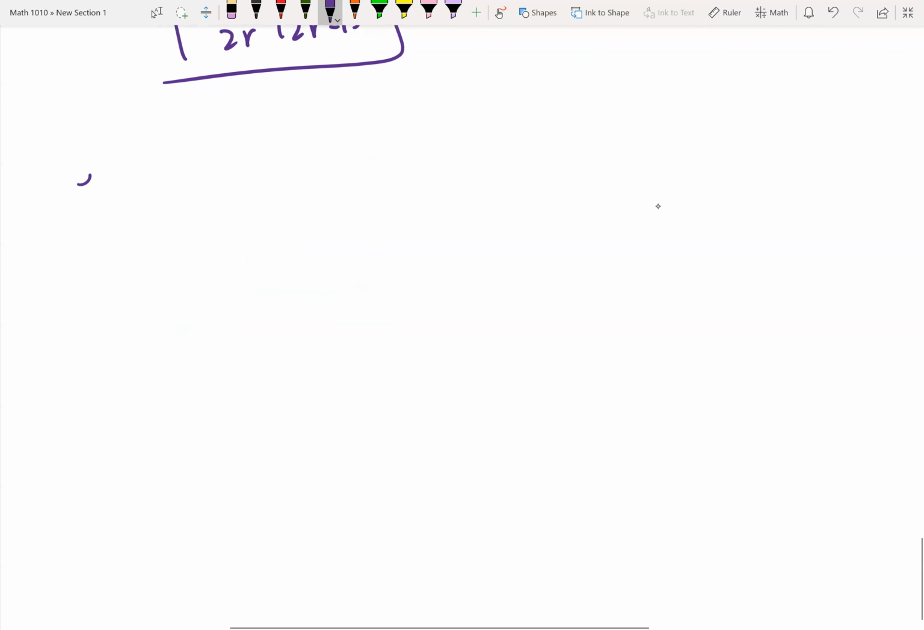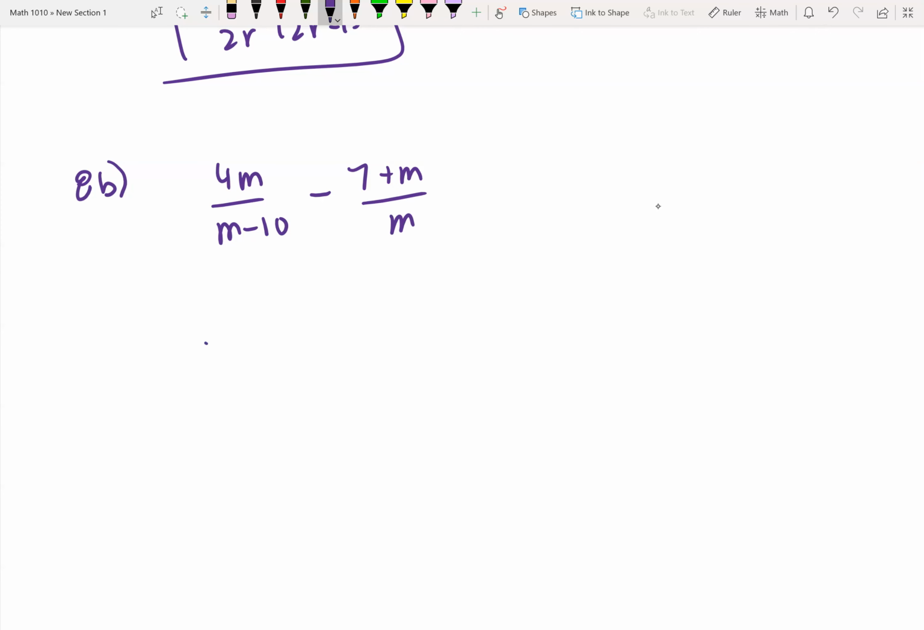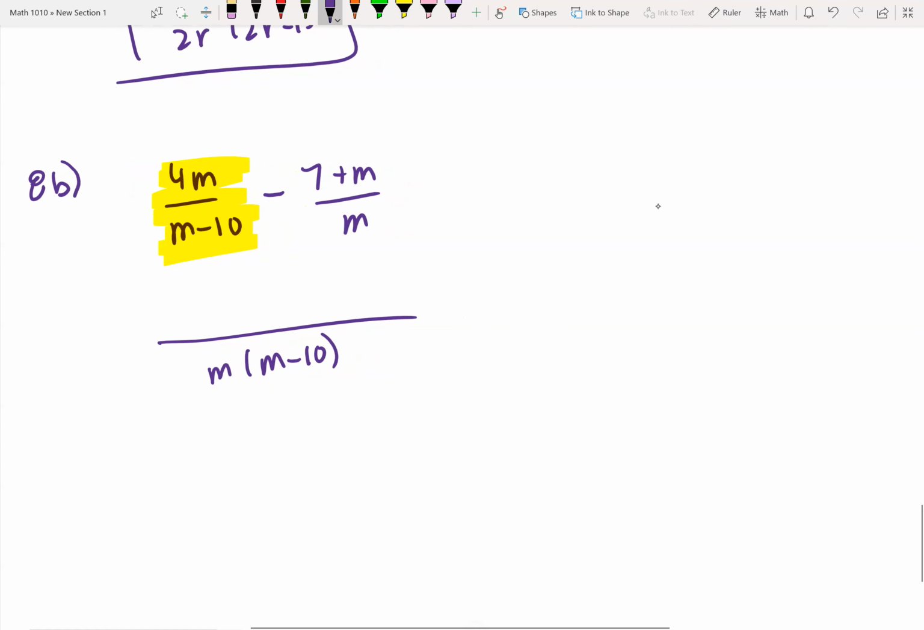Okay, question 8b. So the first denominator is factored, and the second denominator is also factored. So my common denominator is just going to be pulling those together. So this guy right here has the m minus 10. He's missing the m. So multiply the top and the bottom by m, and the top becomes 4m squared. This guy right here has the m. He's missing the m minus 10. So I'm multiplying the top and the bottom by m minus 10.